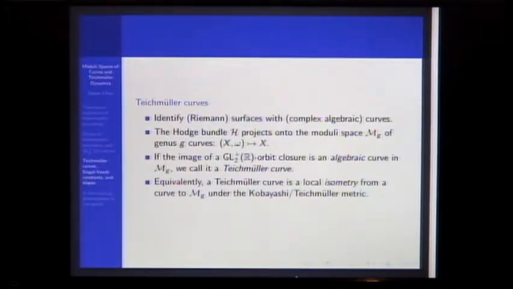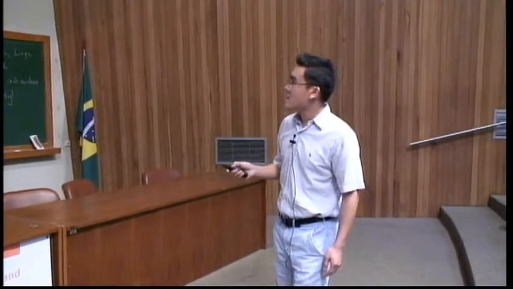Equivalently, you can describe a Teichmüller curve as a local isometry from another complex curve mapping to M_g, where M_g is equipped with this Kobayashi or equivalently Teichmüller metric. The Teichmüller curves have some special differential geometric behavior, like complex geodesics under the Kobayashi metric on M_g. And moreover, they are defined, as I mentioned, over Q bar, so in particular, they do not deform, they are rigid curves.